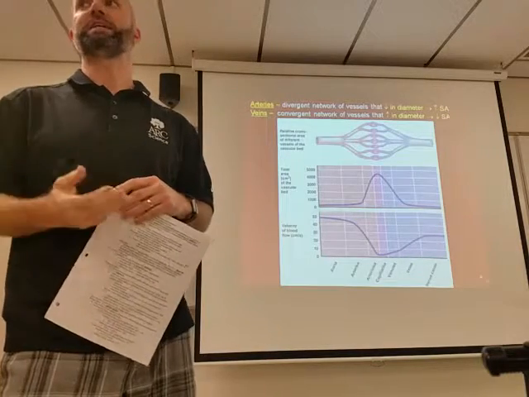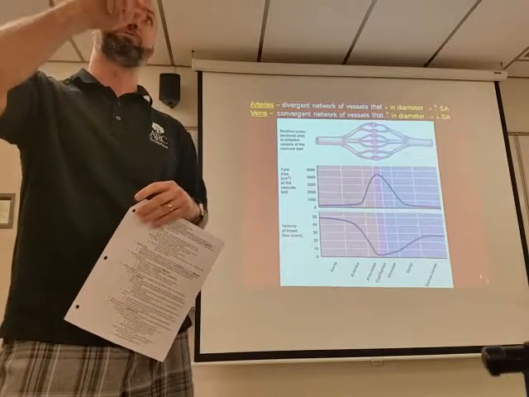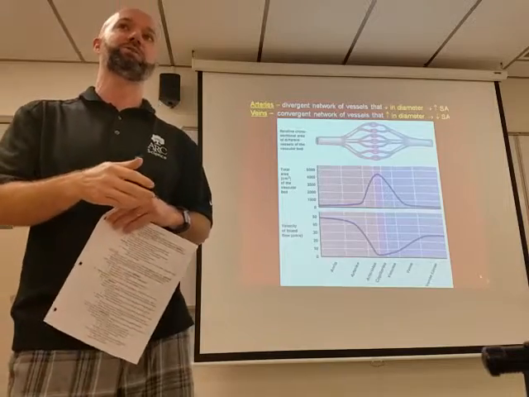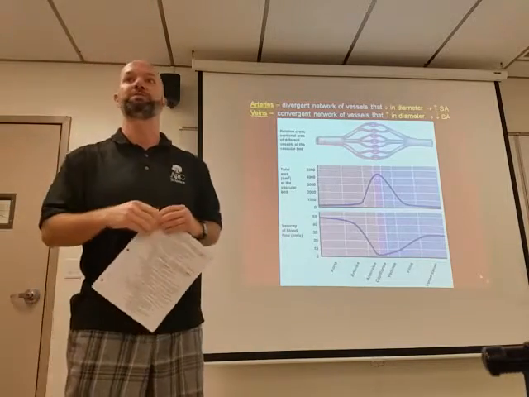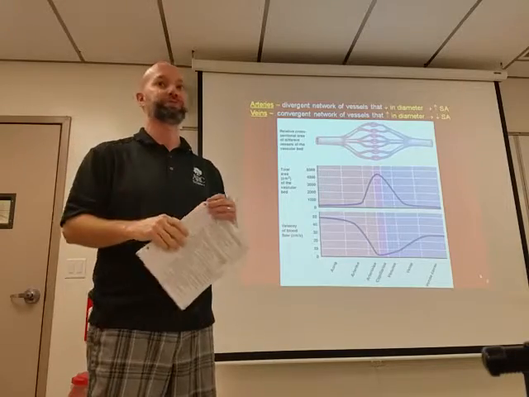Now then we use that elastic tissue, we use the fact that it will recoil to continue to move blood downstream to the capillaries, even when the semilunar valve is closed and blood is no longer coming into the aorta. It will continue to recoil and push blood downstream.